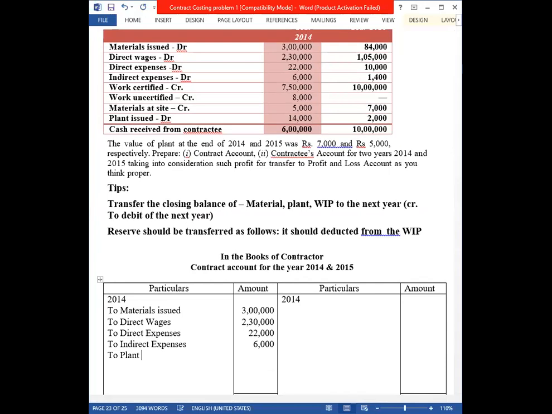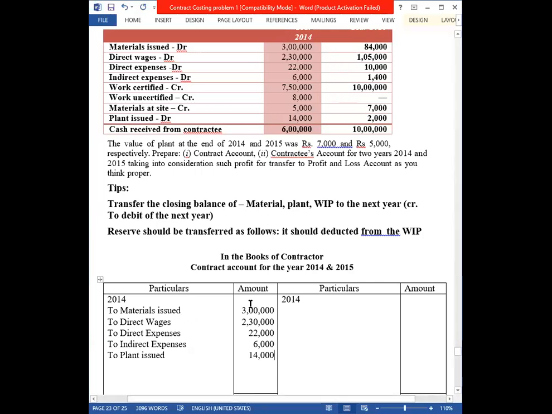To plant issued. So I already told you how you can show plant. Either you can show the opening balance in the debit side and closing balance in the credit side, or you can show only the depreciation in the debit side. So the easy way is you show the opening in the debit side and closing in the credit side. It is easy for you when you show in the balance sheet. That's why I am adopting this method. From the closing, it is easy for you if it is a continuous contract. The same you can show in the credit side, from credit side to debit side, and the same amount you can show in the balance sheet also. So it will be easy for you.